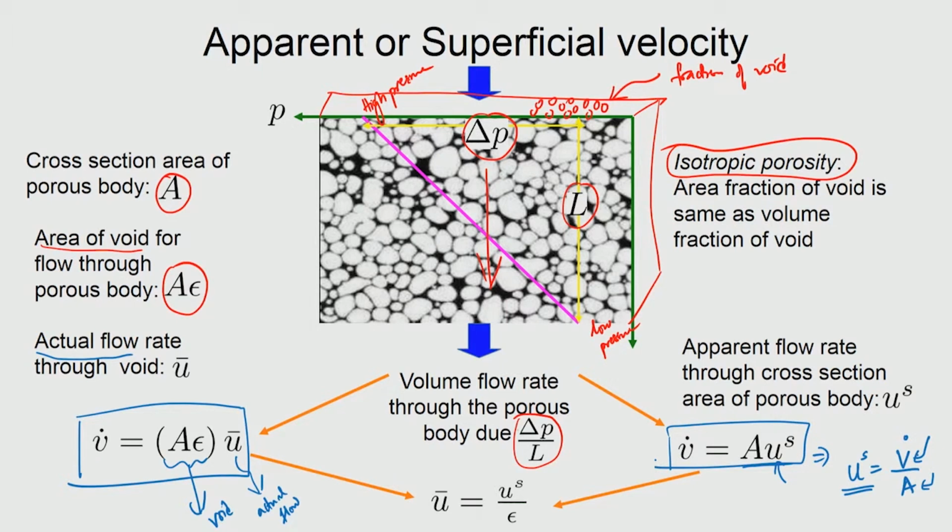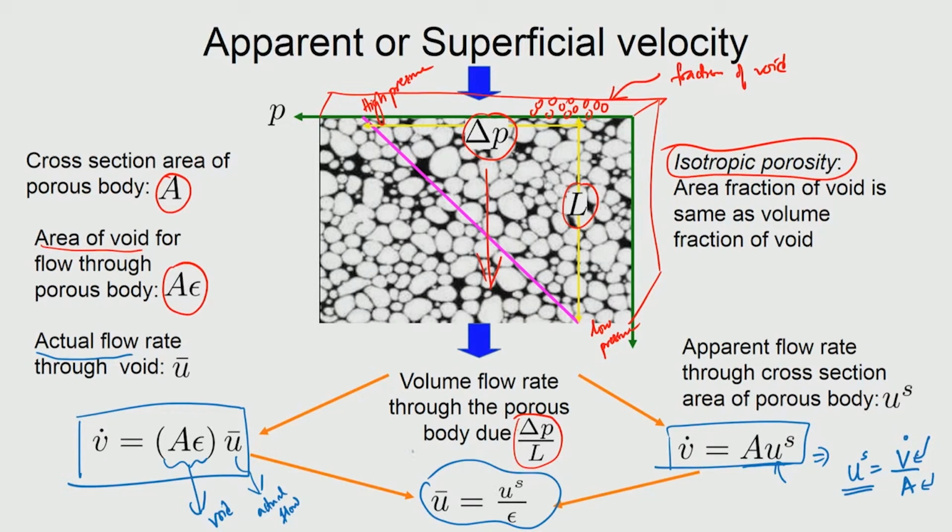Now, the way you determine volumetric flow rate in both ways is the same. It is the same fluid that is going through. So, if you want to draw an equivalence between these two, that is possible when the actual velocity is equal to the superficial velocity divided by epsilon. This is how we are able to relate the superficial velocity and the actual velocity.